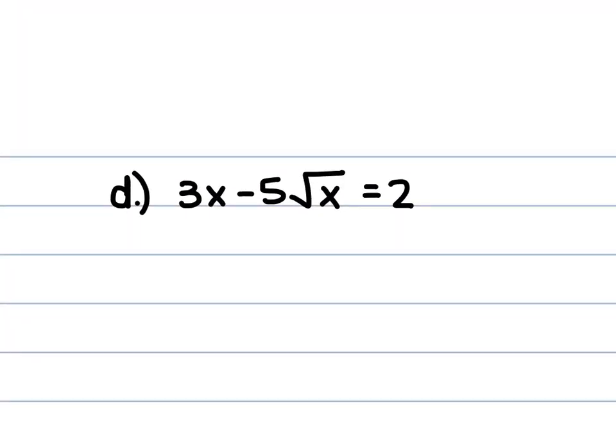For D, we have 3x minus 5 square root x is equal to 2. So again, we want to get everything on the same side. That's not a radical equation here because we don't have a radical on both sides. So we're going to move the 3x over first by subtracting it.